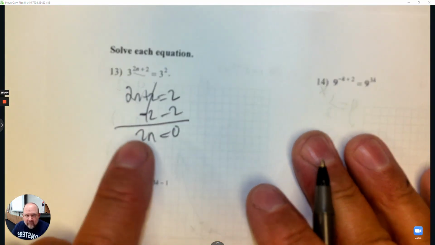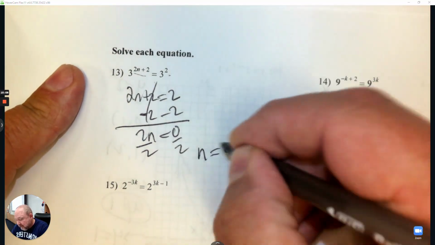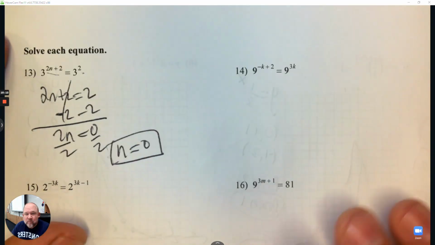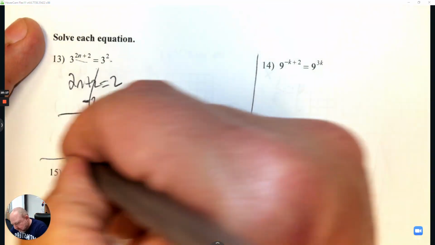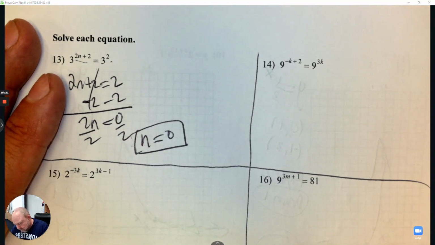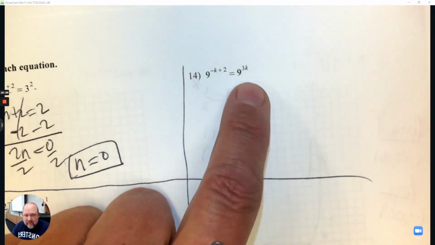To undo multiplying, we divide. So we divide by 2. And 0 divided by 2, and there's my answer. In number 14, in fact, I'm going to do this so I know I have enough room for everything. All right, number 14, the bases are the same.